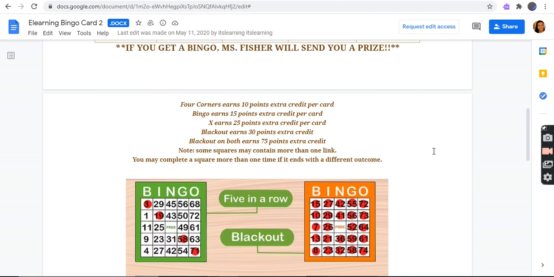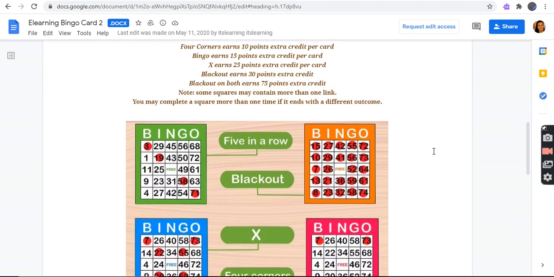Four Corners earns 10 points extra credit per card. Bingo earns 15 points extra credit per card. X earns 25 points extra credit per card. Blackout earns 30 points extra credit. Blackout on both earns 75 points extra credit. Note, some squares may contain more than one link. You may complete a square more than one time if it ends with a different outcome.